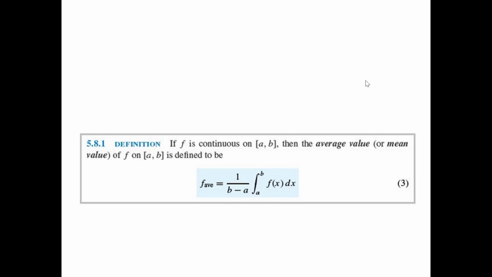And so from here, we can make this definition: if f is continuous on the interval ab, then the average value or mean value of f on ab is defined to be 1 over the width of the interval, b minus a, times the definite integral from a to b of f of x dx. And so now we can find averages not just of discrete expressions, but of continuous expressions as well. Not just when you have a finite number of points, but when you have an infinite number of points where you have a continuous function that connects all those points.